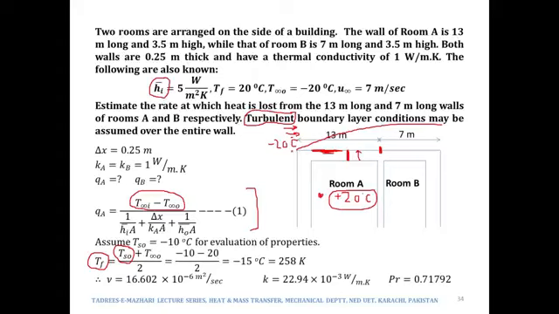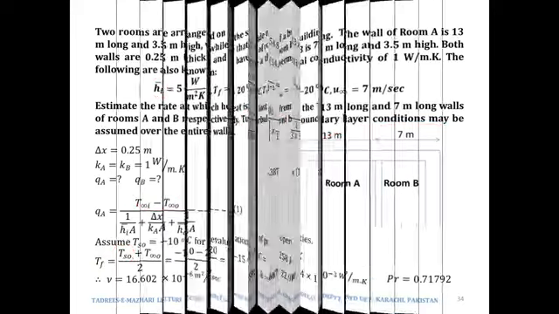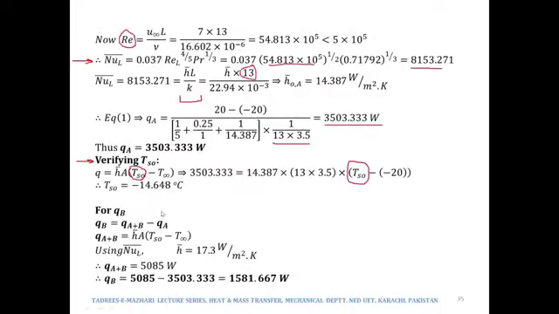So for room B we have to follow the same procedure as we had followed in the previous problem, and you can see over here that QB would be QA plus B minus QA. So this is the same thing that we have performed in the previous problem. So now QA plus B would be H bar A times Ts naught minus T infinity, and now Ts naught is known, you can put it as minus 14.648 from now on.